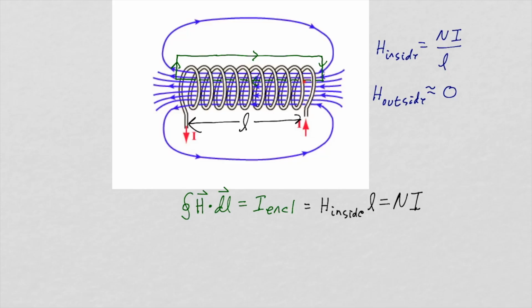Also, the direction of the magnetic field intensity is along the length of the coil. Our path of integration could have been anywhere inside the coil, and we would have gotten the same result. So that tells us that the magnetic field intensity is the same everywhere inside the coil with a value of Ni over L.